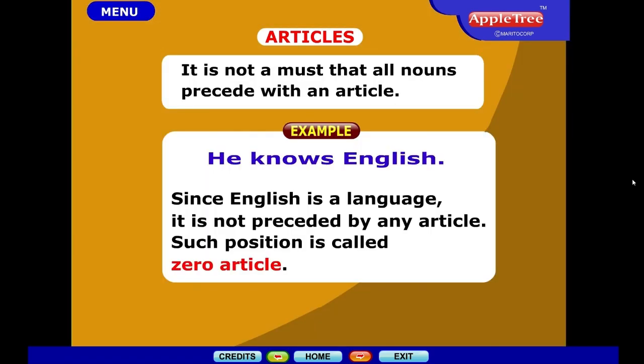Remember, children, it is not a must that all nouns proceed with an article. Look at this sentence as an example. He knows English. Since English is a language, it is not preceded by any article. Such position is called zero article.